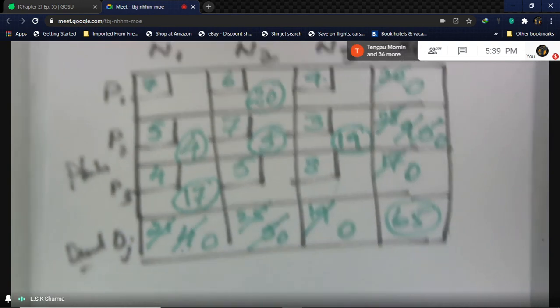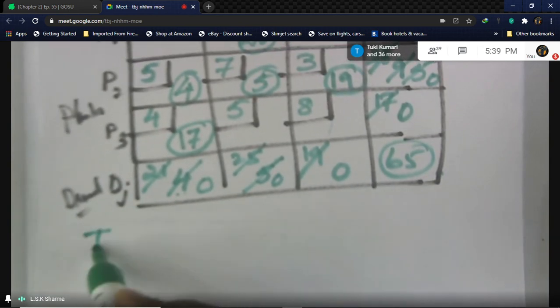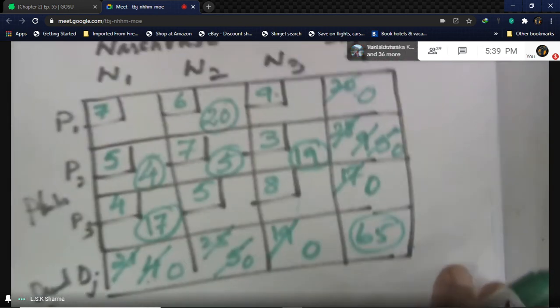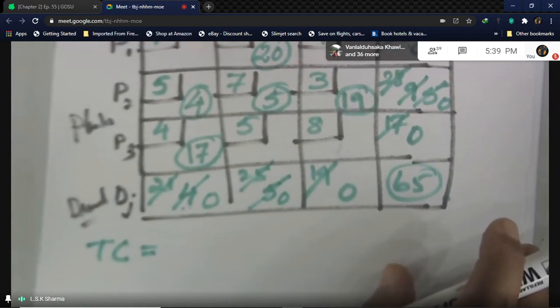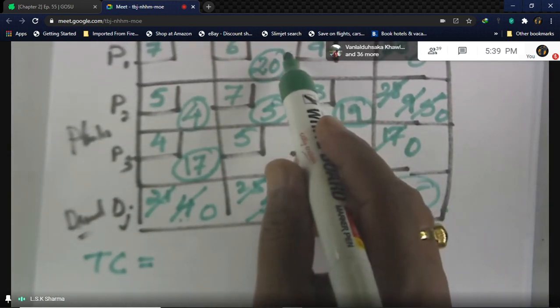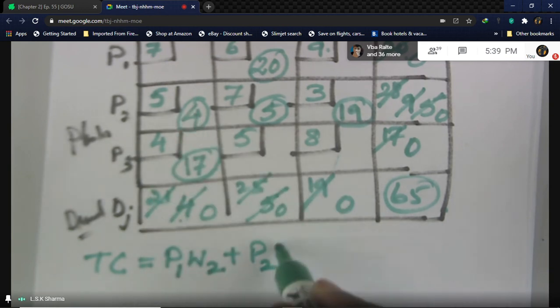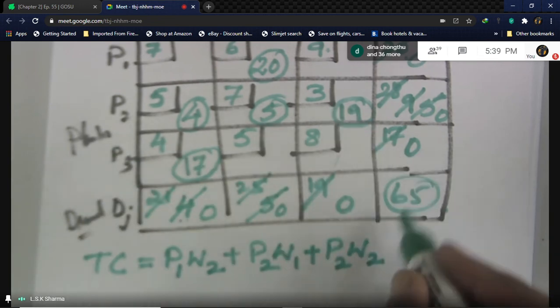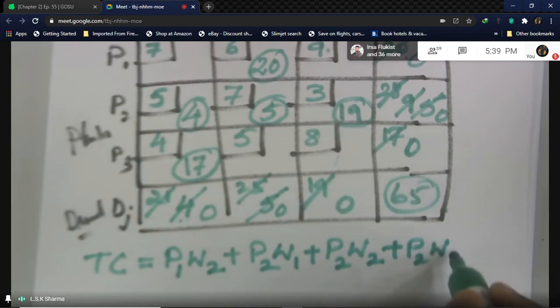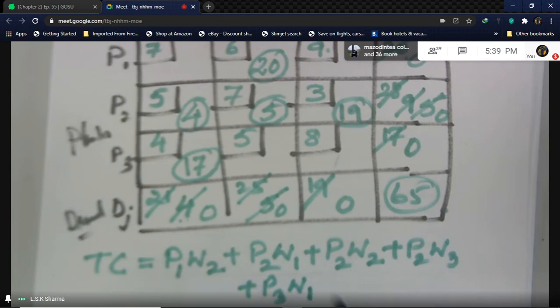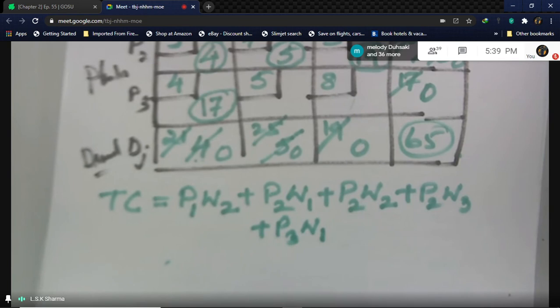Okay. Now what is my total cost? My total cost is, if you see the occupied cells, my first occupied cell is P1W2 plus P2W1 plus P2W2 plus P2W3 plus one more, which is P3W1. And what are the costs which are involved in it?